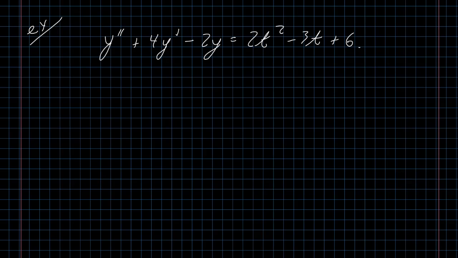We have a linear differential equation. It's a second order linear differential equation. This left-hand side looks the same as the left-hand sides we've been dealing with for the past couple of lessons. The right-hand side, on the other hand, is a little bit different. It's non-zero. In this case, it is a polynomial.